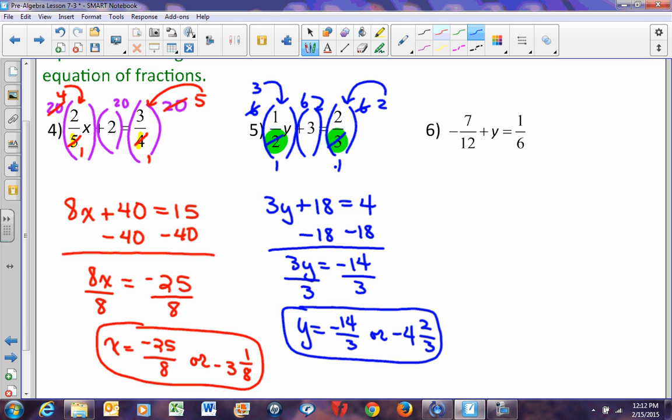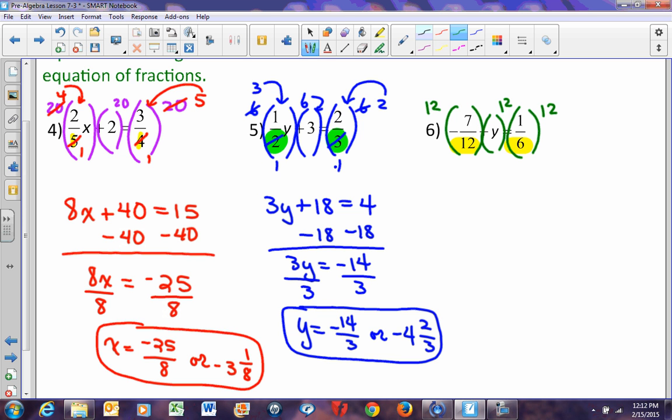For problem number 6, we need the common denominator between 12 and 6, which is 12. I'm going to multiply everything in this equation by 12. Don't forget the y here, or you can be in a world of hurt.